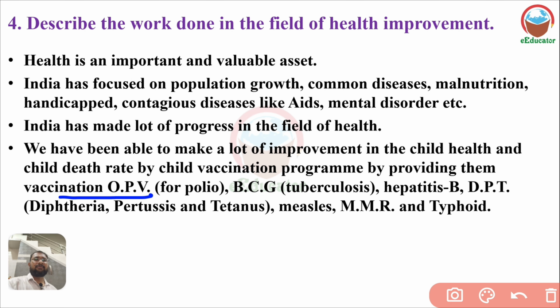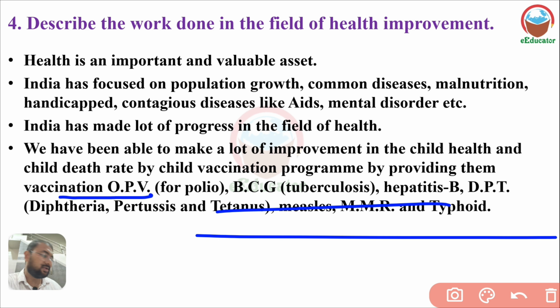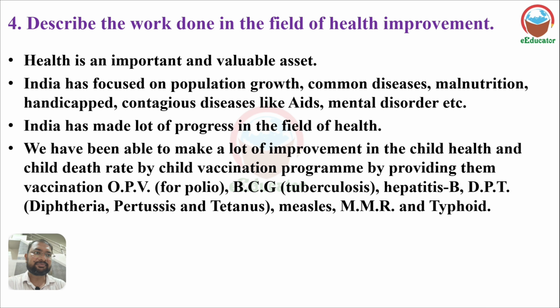OPV for polio, BCG for tuberculosis, hepatitis B, diphtheria, pertussis, and tetanus are three. These are the vaccines given to the children here. So measles, MMR, and typhoid related. The vaccination program has been given through the Anganwadi workers. Even the Mamta card has been provided to the women, to control the birth rate, child health and the child death rate here. Different programs have been conducted by the government to provide these vaccines here.